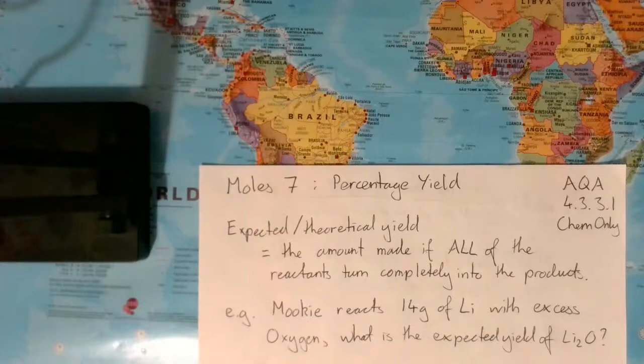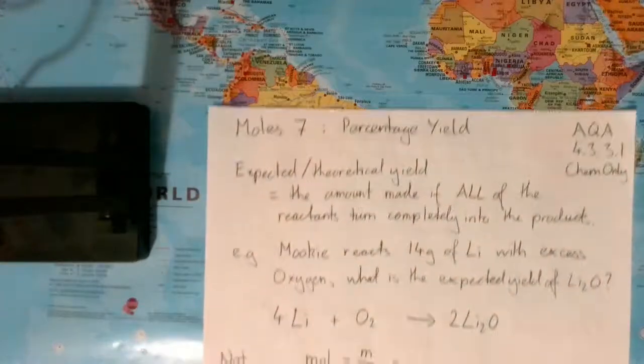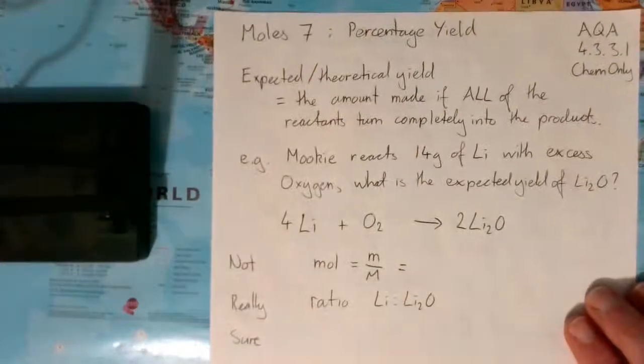Right, so yield is the amount that you make from something. There's two phrases that we need to know to be able to calculate percentage yield. There is what's called the expected or theoretical, or actually sometimes even calculated yield. And what these three identical terms mean is the amount that would be made if all of the reactants turn completely into products. So I'll give you an example to try and show what that means, because I think it's going to be easier than to see it with numbers.